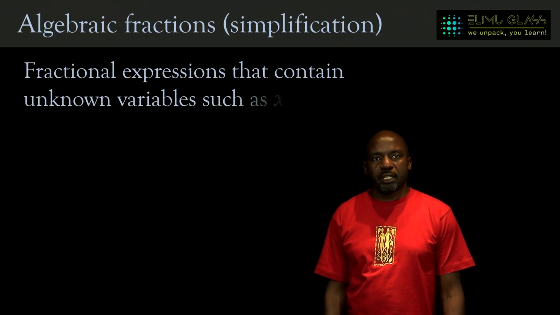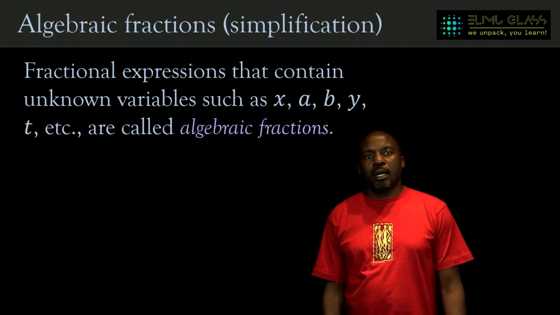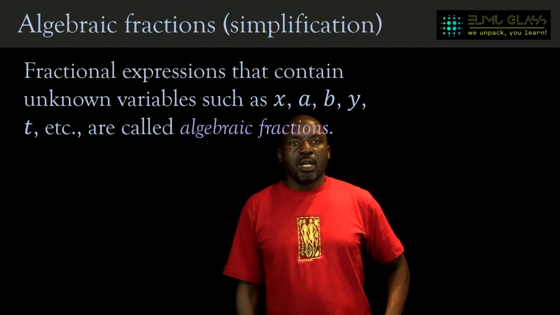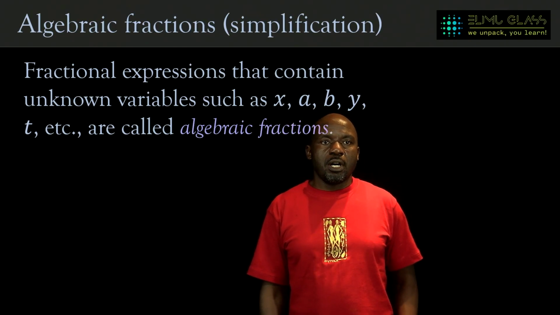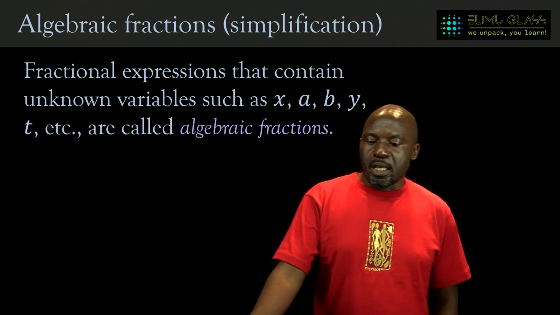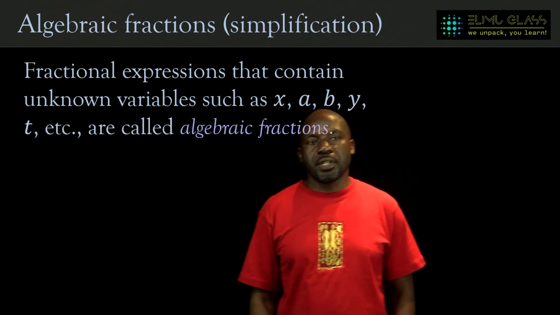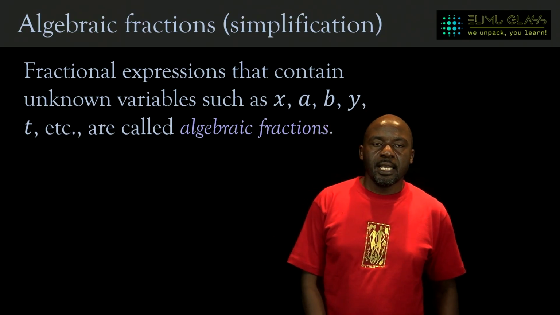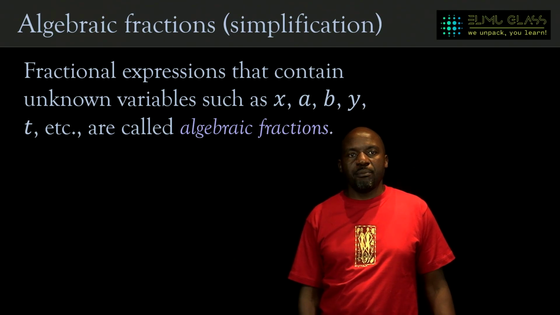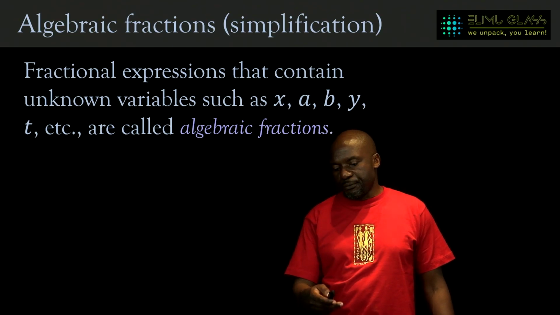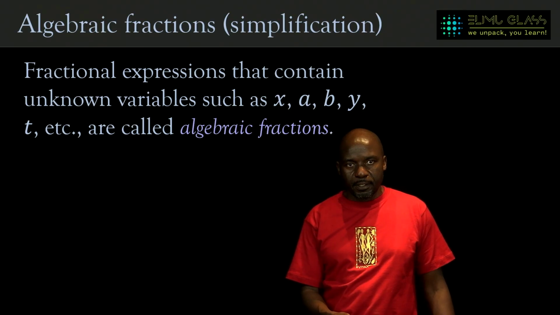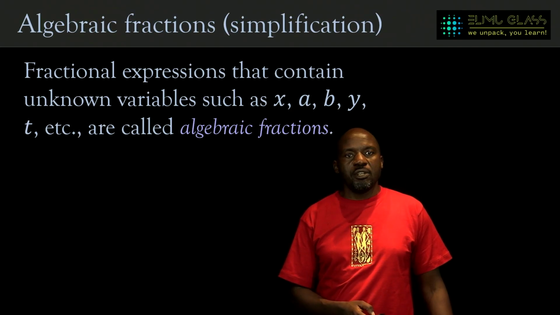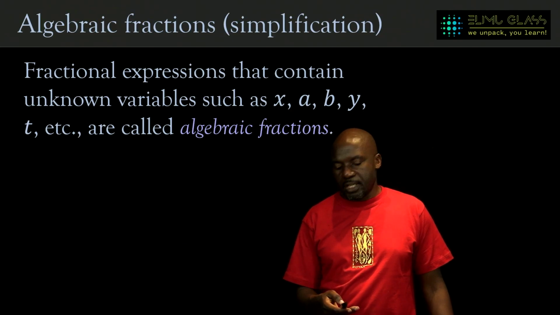What about algebraic simplification? Algebraic fractions. So what is an algebraic fraction, first of all? Fractional expressions that contain unknowns. So instead of 1 over 3, if I have x over 3, or a half x or a half a. If a fraction contains an unknown such as x, a, b, y, t, and so on, then we refer to it as an algebraic fraction. An algebraic fraction is a fraction that contains an unknown either in the numerator or in the denominator and so on.